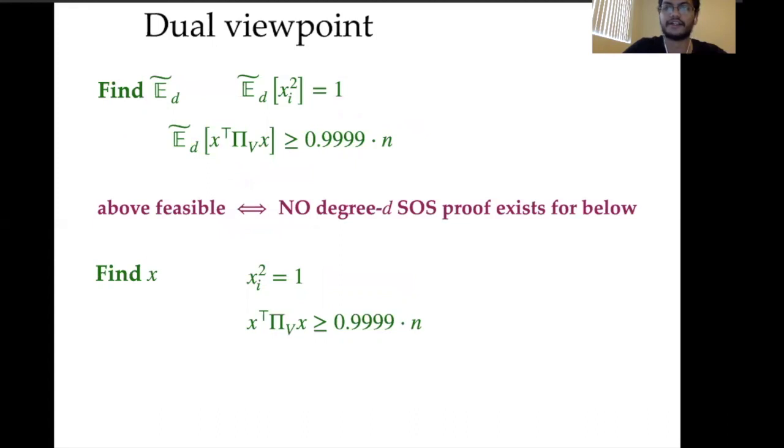So now, in order to show that the program downstairs has no degree d sum of squares proof, by some sort of duality, it suffices to show that the program in the upper half of the slide is actually a feasible program. And the program is the following. You basically want to find a pseudo expectation operator that is a degree d pseudo expectation, such that pseudo expectation of xi squared is 1 and pseudo expectation of the value of projection is at least 0.9999 times n.